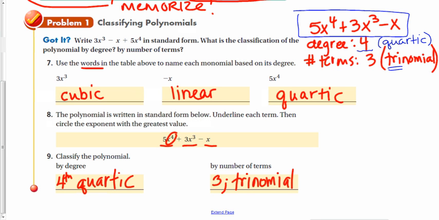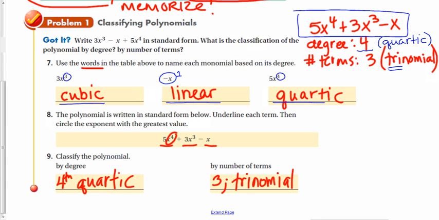It says use the words in the table above to name each of the monomials based on its degree. So this one, degree of 3, which makes it a cubic. The next one, a degree of 1 if I had to put an exponent there, which makes it linear. And then the next one we had was an x to the 4th, which was a quartic function. Quartic is the word for 4, like a quarter, 4 in a dollar.